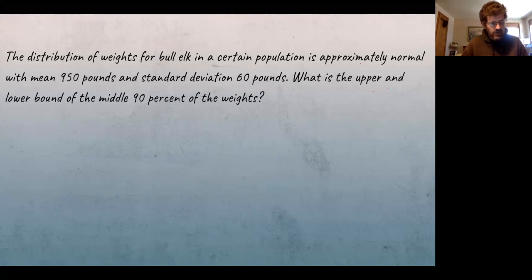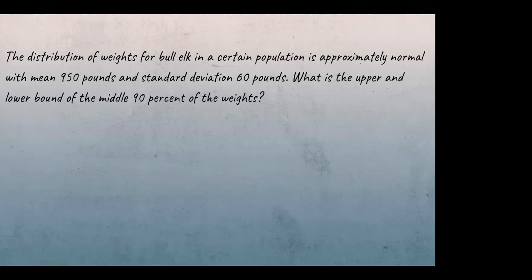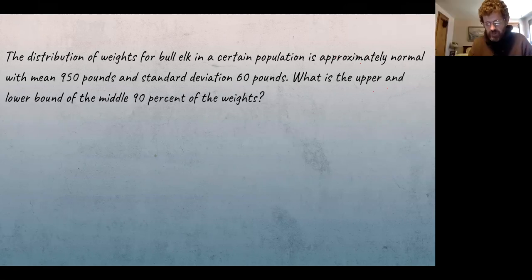We're now looking at the distribution of weights for a bull elk in a certain population, and it's approximately normal with a mean of 950 and a standard deviation of 60 pounds. What is the upper and lower bound of the middle 90% of the weights? Oh, sheesh. That's English. I'm not an English teacher. Maybe I should say, what are the upper and lower bounds? I don't know.